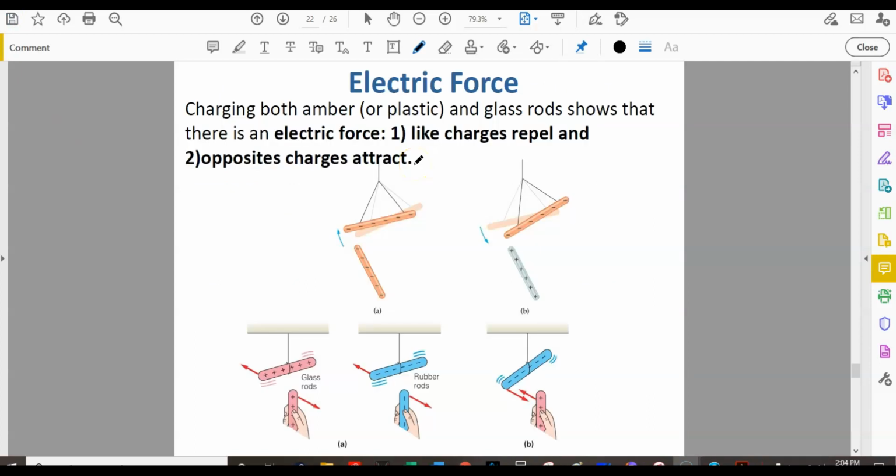So just to reiterate, that electric force comes from that repulsion between like charges. If you have two like charges, two positives or two negatives, they're going to repel. However, if you have unlike charges, a positive and a negative, they're going to attract. Okay, so that's basically a rule.